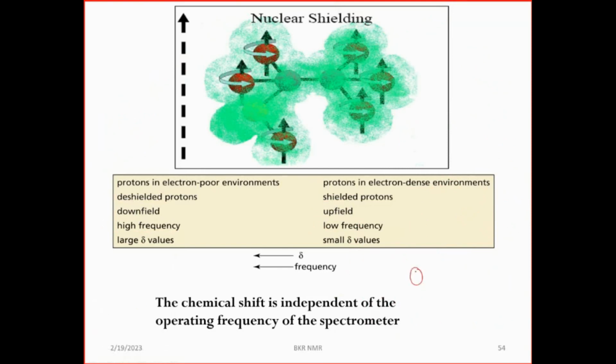So I have hydrogen 1 and hydrogen 2. This side is hydrogen 1, this side is hydrogen 2. This is de-shielded. This is highly shielded. Okay. Now, what question must you answer to understand why we say upfield and downfield?